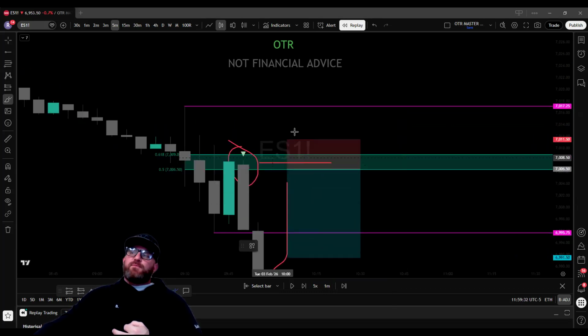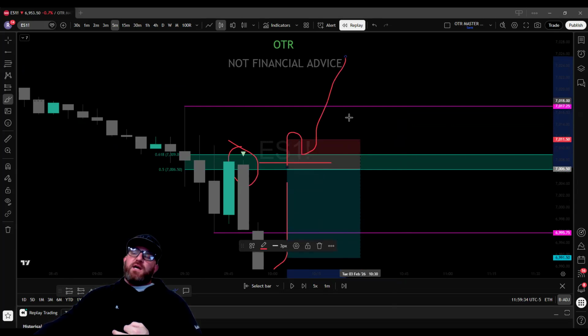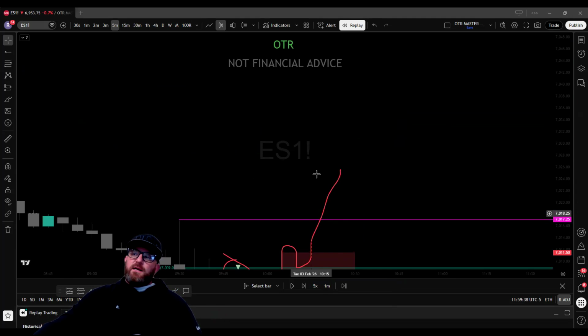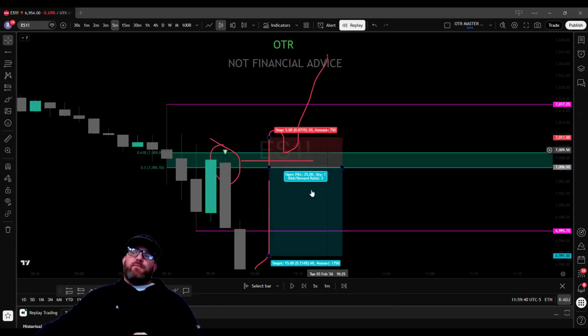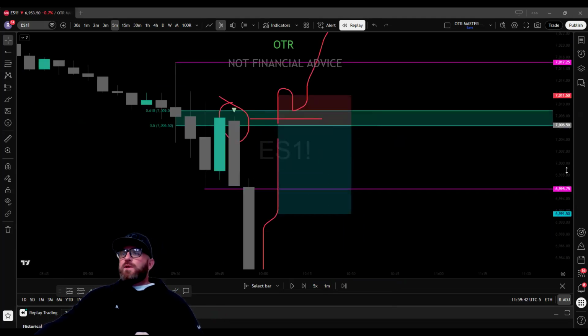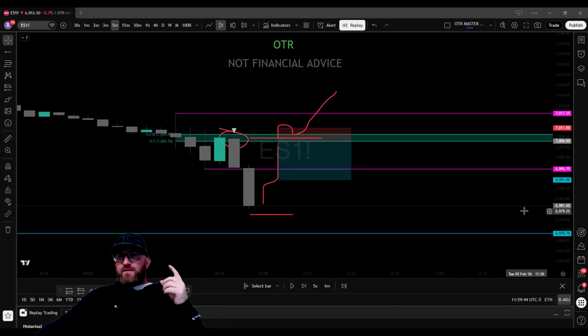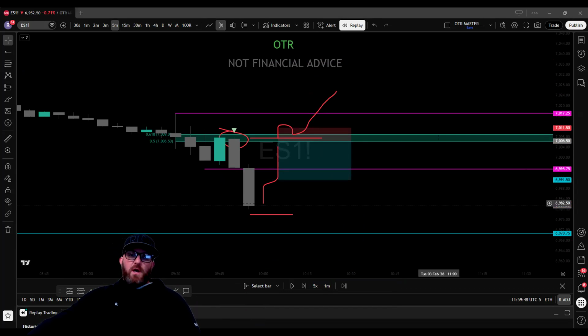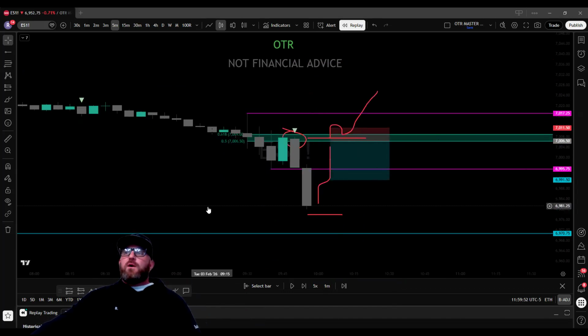Invalidated for me is this pushing above it and pushing out the other side, which then gives us another validation on this side to then take the exact same type of play on the way up. I only will take one if it's a winner, two if the first one loses. That's it. I hope this information helps you on playing the ORB, the opening range breakout, in the way I specifically do it.